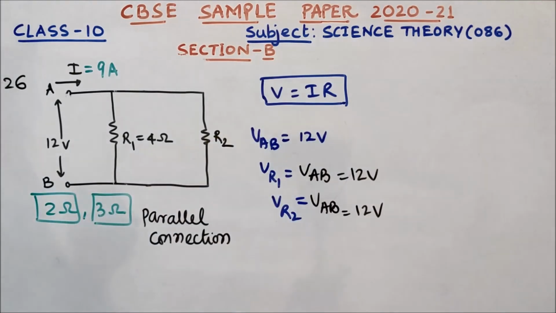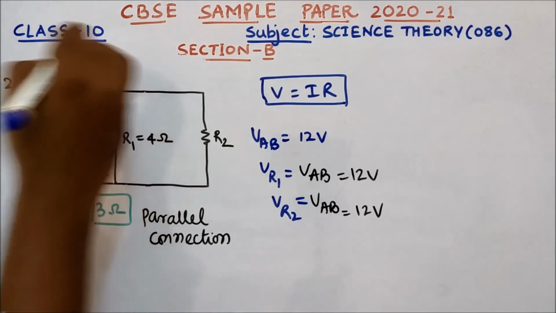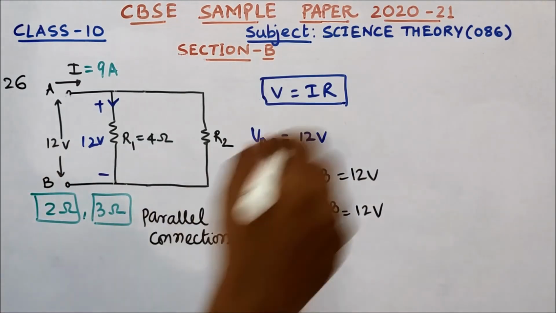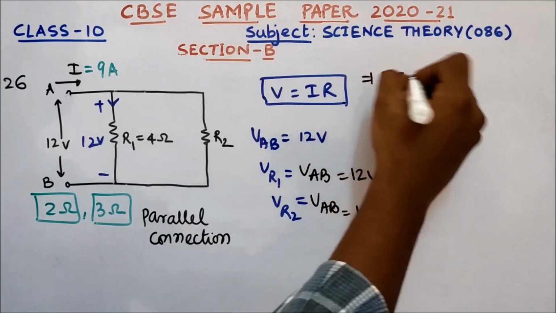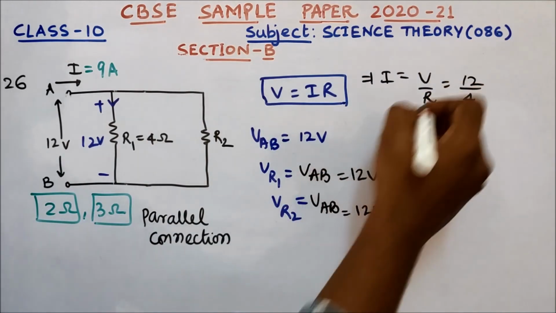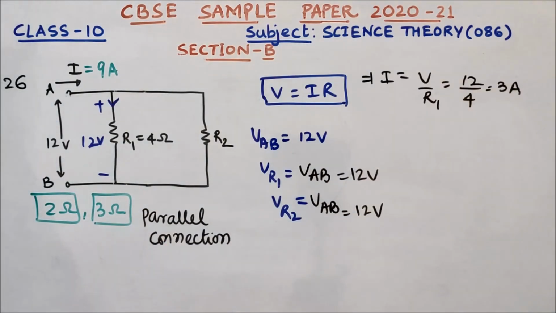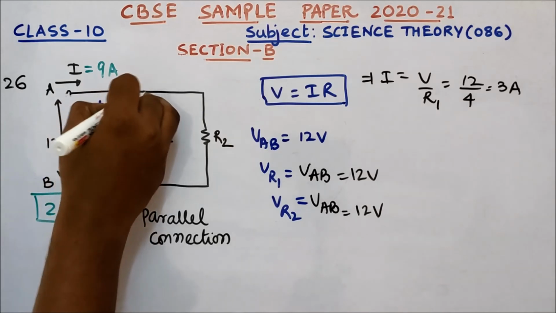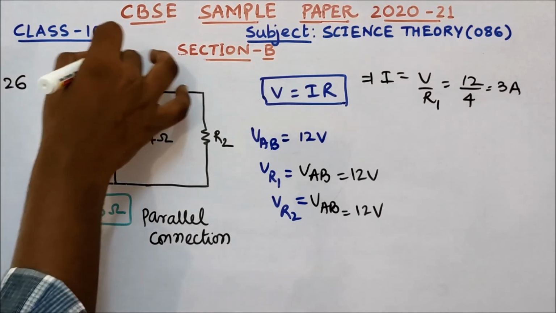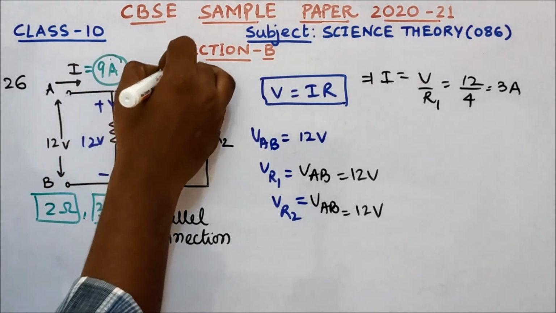If the potential difference across R1 is 12 volts, what is the current entering R1? From this relation, I is equal to V by R. The potential difference is 12 and the resistance is 4, since R is R1. So how much is that? 3 amperes. The current flowing through R1 is 3 amperes. What is the current flowing through this branch? The total current has to be 9 amperes, so the current passing through this branch will be 9 minus 3, which is 6 amperes.